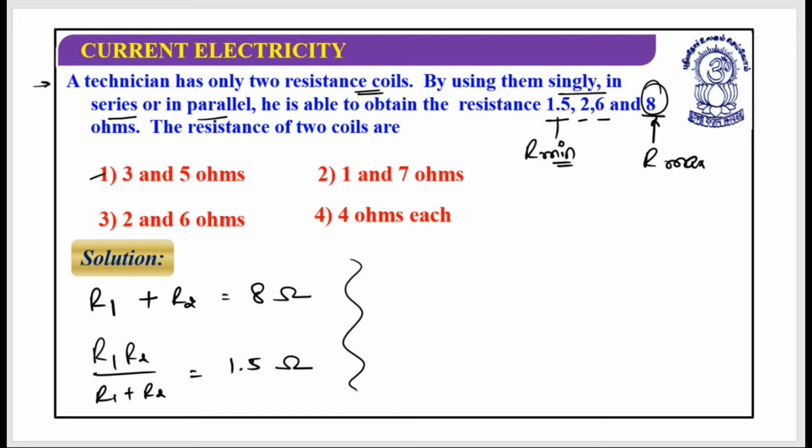If it is 3 and 5, this is 3 into 5, 15, divided by 15 by 8. But 15 by 8 cannot produce 1.5. So forget it. 2 into 6. I hope you understand what I am doing.